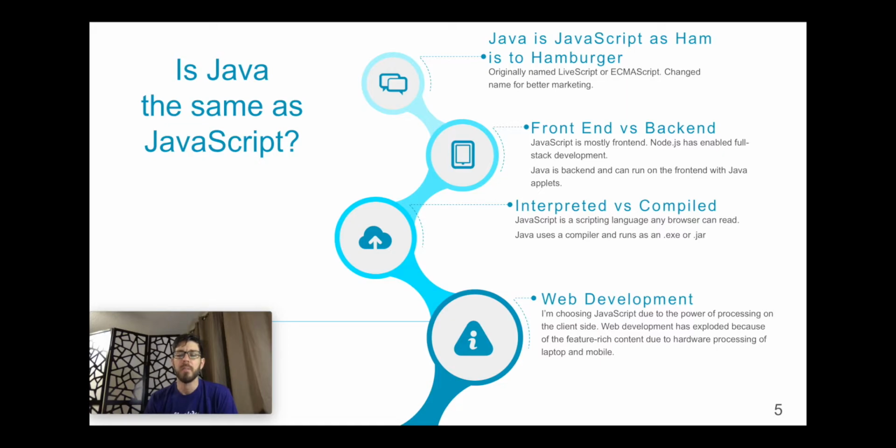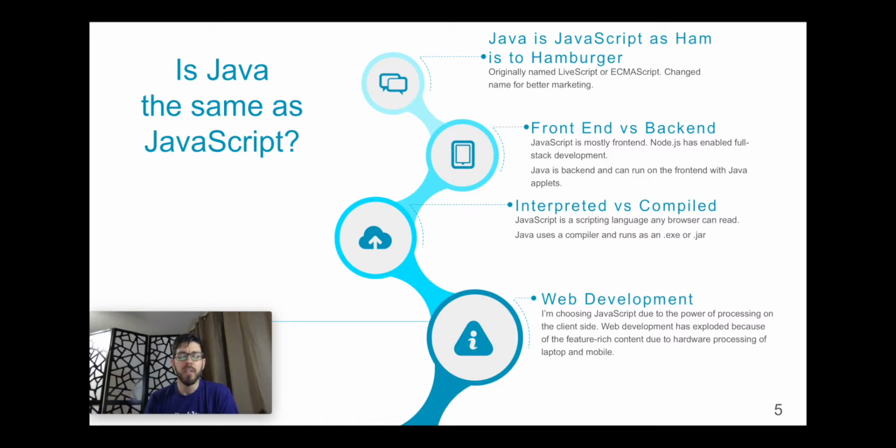JavaScript is made for the front end, more of the web browsers, although they have recently, in the last 5 years, added Node.js, which allows you to program or make apps on the back end. Java is more designed for back end applications, but they do have applets that can run on the front end, which is not as favorable. So they each have their strengths in each category.